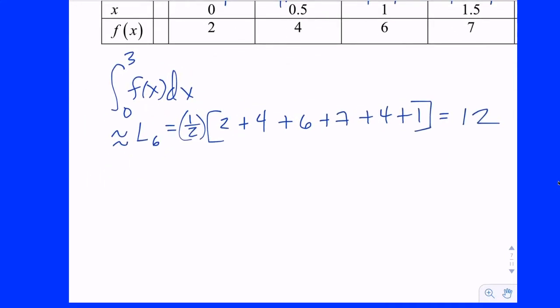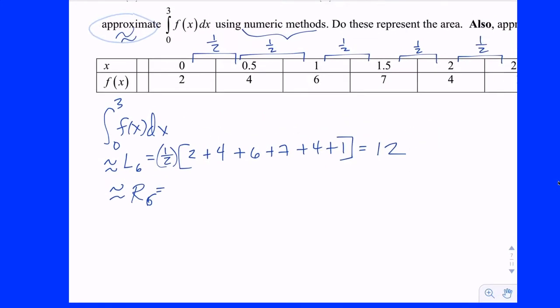All right, so the next one. The integral from 0 to 3, we're going to say squiggles, let's do R of 6. R of 6. Well, can we still factor the 1/2 out? Indeed, yes. Now, if we were going to do this, which would be the first y value we'd start with?